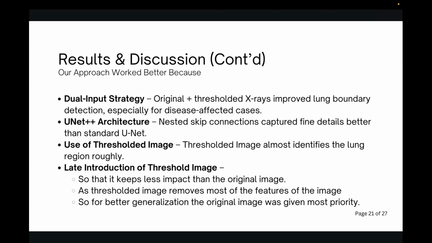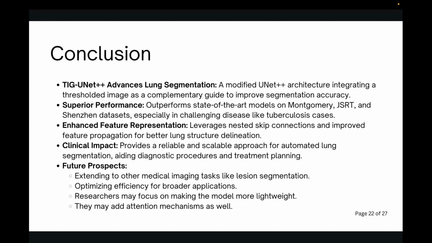Yes. So we actually keep less impact than the original image for the threshold image. So in conclusion, TIG unit plus advances the lung segmentation, and it outperforms several state-of-the-art models on Montgomery, JSRT, and Shenzhen datasets. We propose future works to extend this methodology to other medical imaging tasks like lesion segmentation, optimize efficiency for broader applications. Researchers may focus on making the model more lightweight, or they may add attention mechanisms as well.